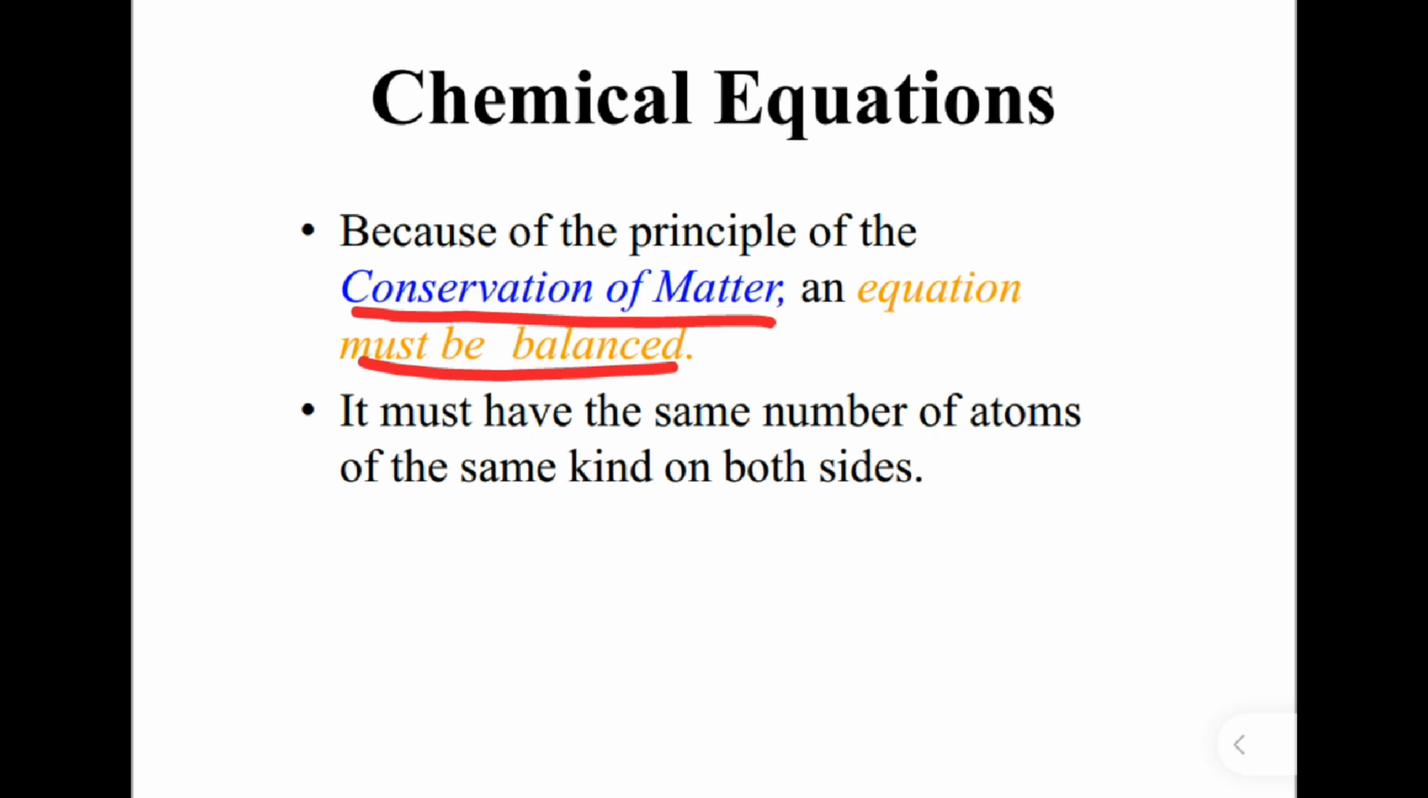ባላንስድ መሆን አለበት ማለት ነው። ለዚህ ነው it must have the same number of atoms of the same kind on both sides.